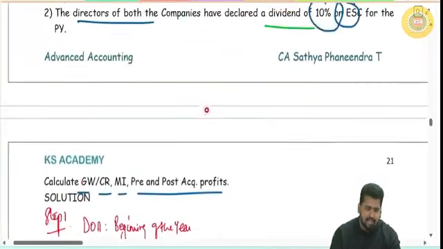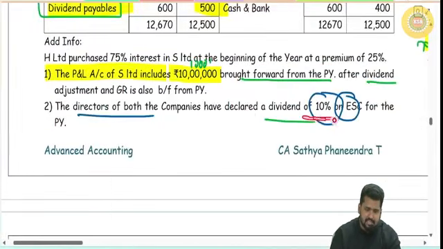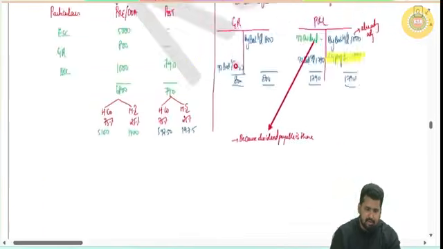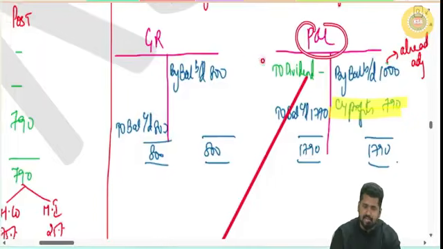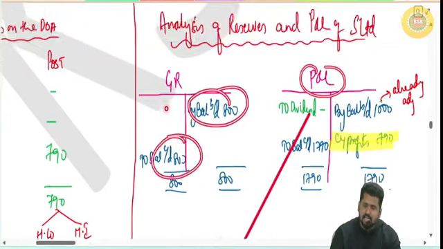Next, these people are declaring dividend. How much percentage dividend? 10% dividend. Correct? So I will do analysis. Okay, analysis. General reserve and P&L, dividend is there. General reserve opening is 800, closing is also 800.